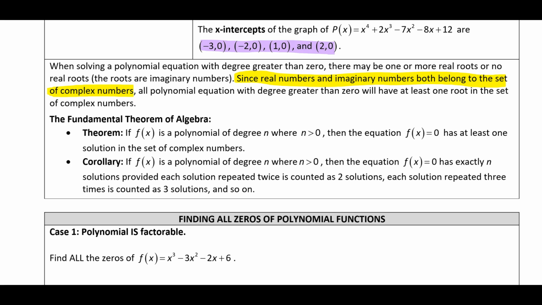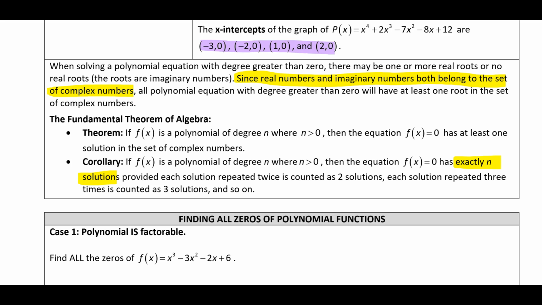Now, there's a corollary to that. What that means is it's like an add-on. It says that if f of x is a polynomial of degree n, again, where n is not 0, it's got to be more than 0, then the equation has exactly n solutions. So if it's a 4th degree, it has exactly 4 solutions. If it's a 7th degree, exactly 7 solutions. Now, this is provided that each solution repeated twice is counted 2 times, or if it's repeated 3 times, it's counted 3 times. So you're counting those repeated solutions.